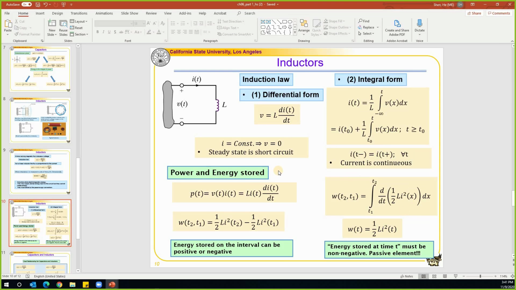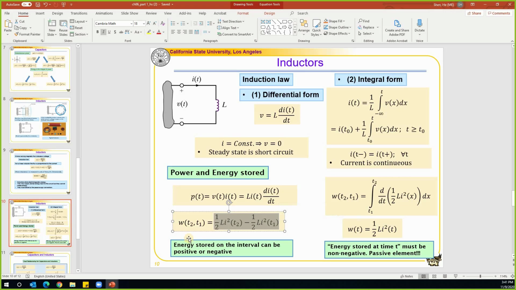Let's see how we calculate the power and energy stored in an inductor. So we know the voltage and we know the current over here, right? And the power can be calculated by using the multiplication of voltage and current. And we can plug the voltage back in here, replace the voltage by L times di over dt, and this will be power. If we do the integration, it becomes the energy stored in this device. So if we do the integration of this from time t1 to time t2, this is the energy stored during the time from t1 to t2.